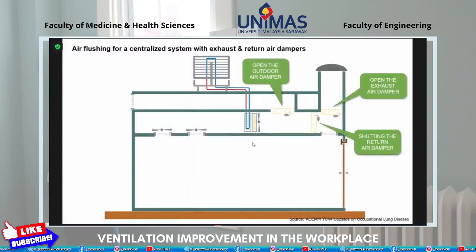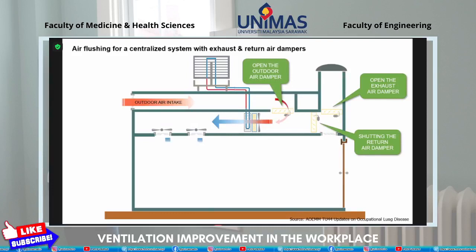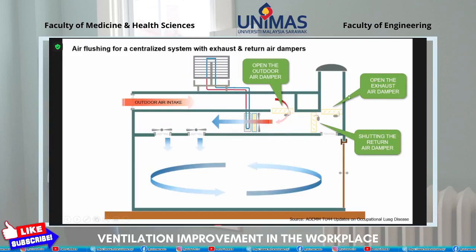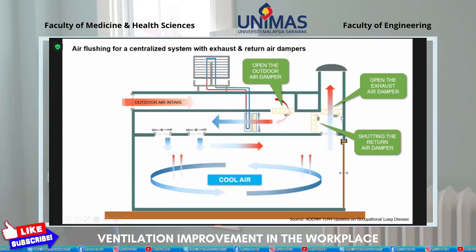Okay, and this is the air flushing strategy. If you can see that for centralized aircon with exhaust damper, so with an exhaust system, what we can do to flush the room is open the exhaust and close the return damper, so that we can actually introduce 100% fresh air. This is not for a long time. This is only for maybe 1 or 2 hours, just to get rid of the contaminated air.